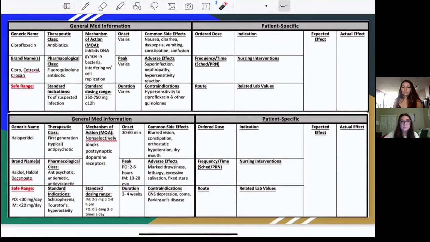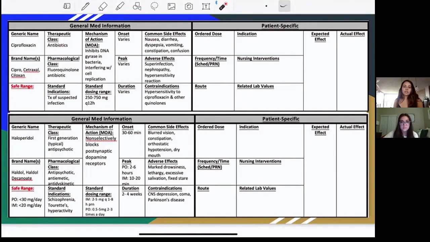So here's some filled out examples. This top card is a common antibiotic, ciprofloxacin, which we call Cipro quite often, abbreviated. You should know the safe range so you do not possibly cause any kidney damage or any other medication toxicity issues. And it is nice to know the mechanism of how it works, and this is all in your drug book. You should know the range and how you're giving it.